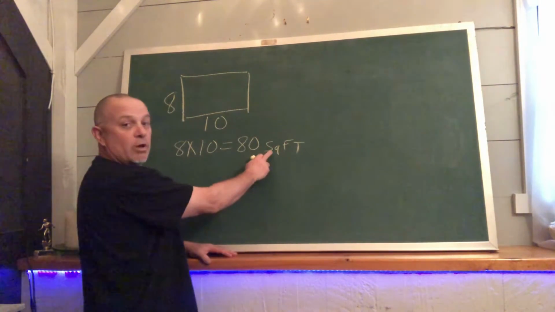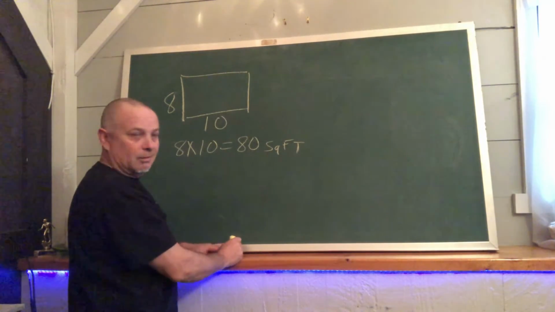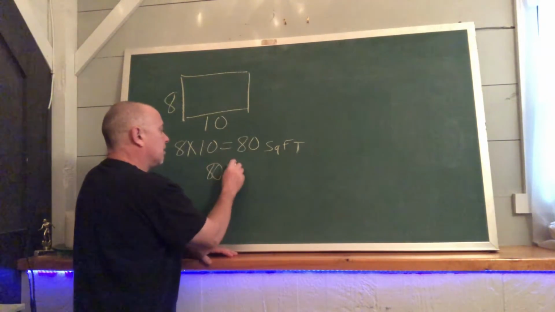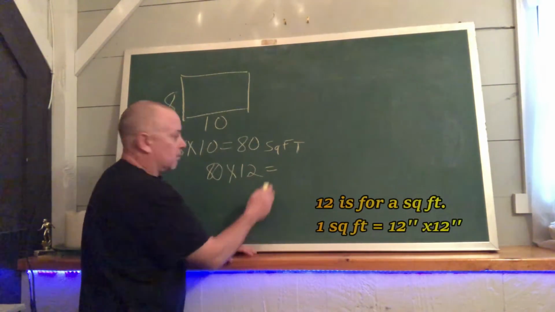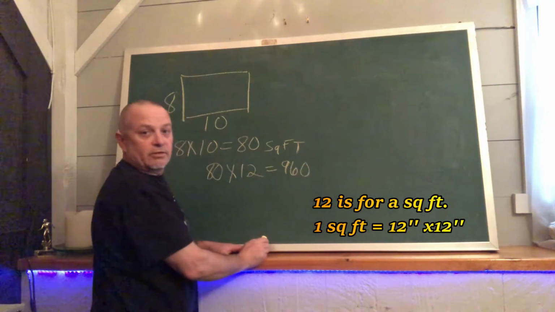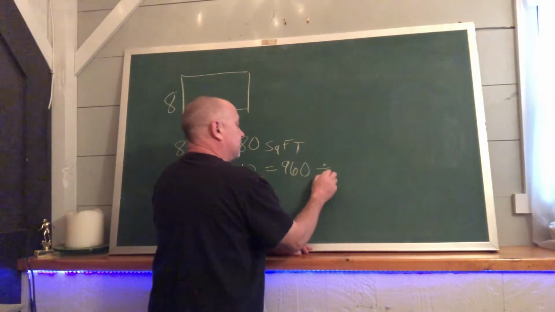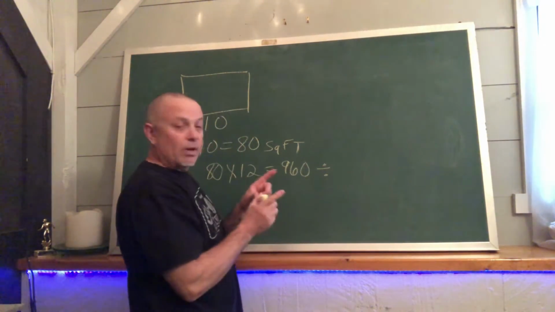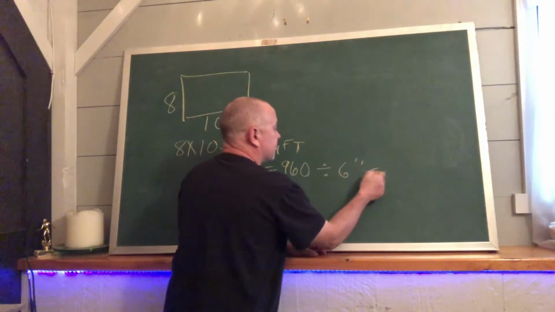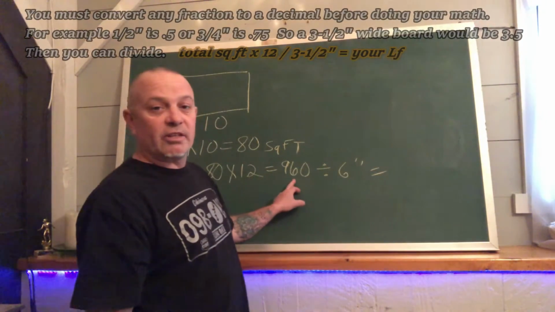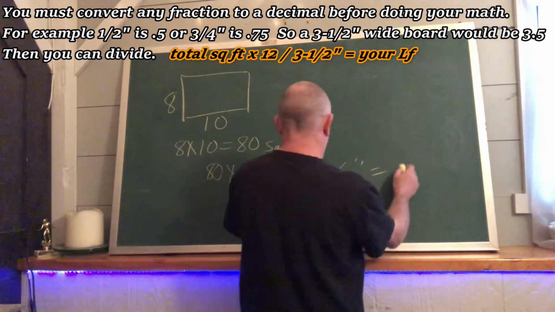Now to convert the square footage to linear feet, which is the length of these floorboards that your person picked, 80 times 12 equals, Rain Man, 960. I know, I figured it out already. Divided by whatever the width of that is. A common width, we'll say 6 inches. 960 divided by 6. Watch this, old school.